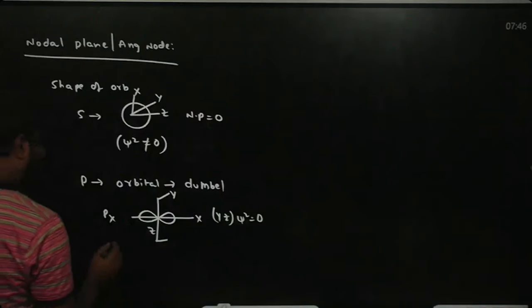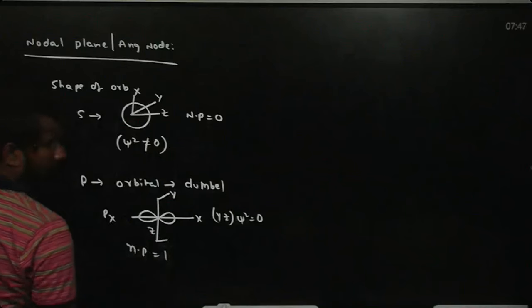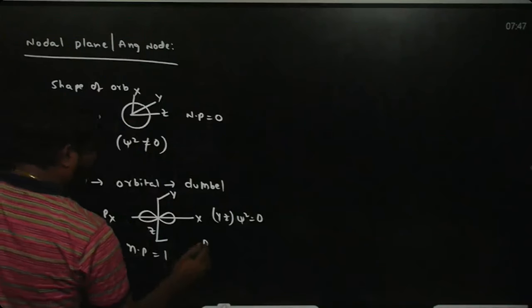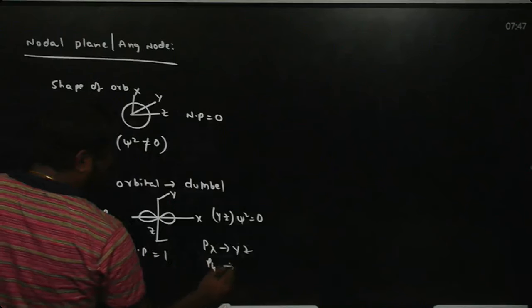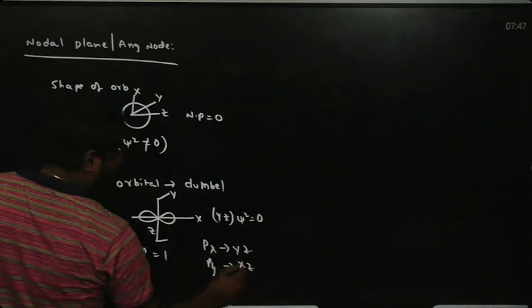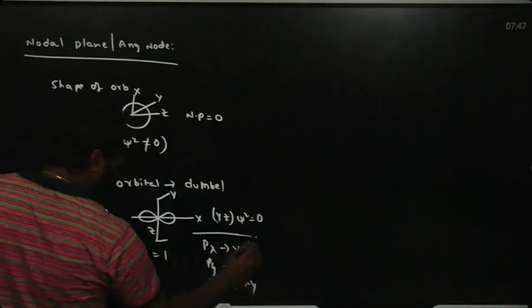So for p orbitals, how many nodal planes do we have? 1. Don't be confused. For px you can find the yz plane. For py you can take the xz plane. For pz you can take the xy plane. Don't be confused.